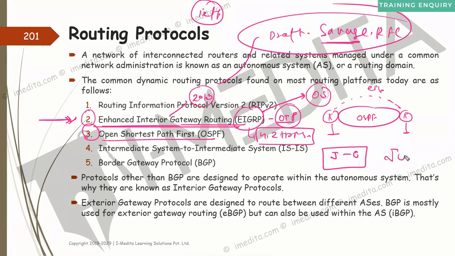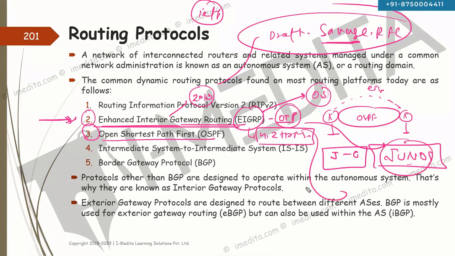Nowadays, vendors can implement EIGRP in their own operating system as well. For example, Juniper Junos, Huawei, Cisco, Alcatel, all these routers have the option to implement EIGRP in their operating system. However, no one has done that. You will not find EIGRP in any of these vendors. They do have the option to implement it, but they have not done it.